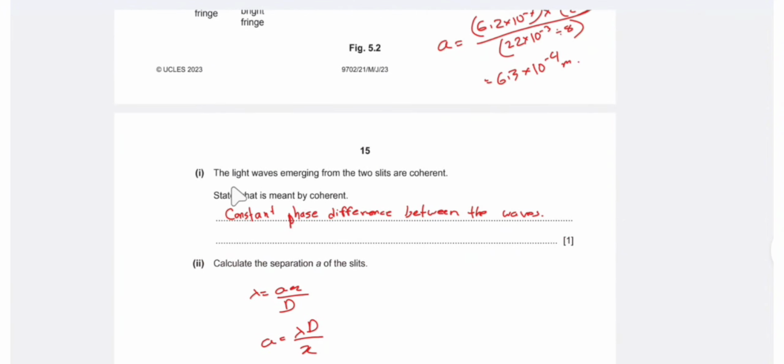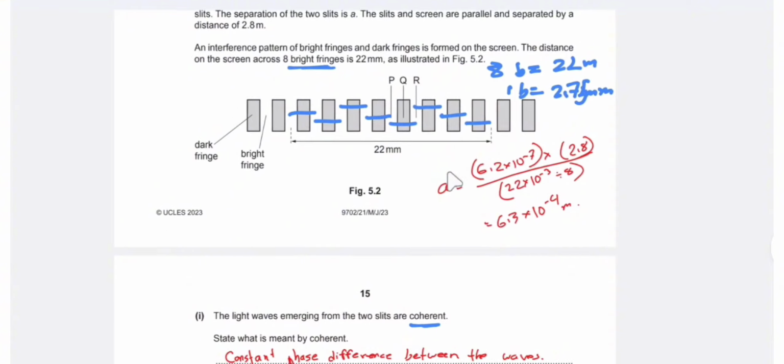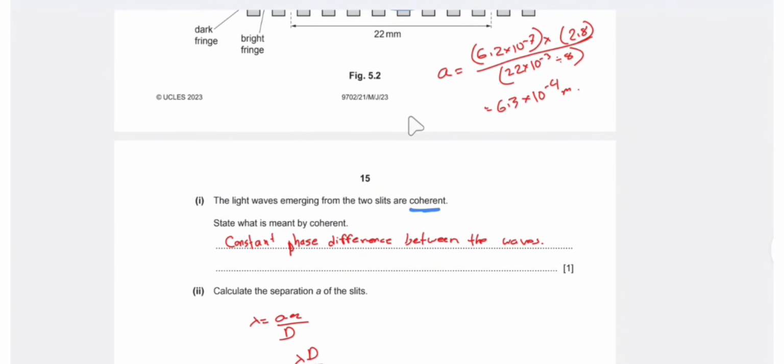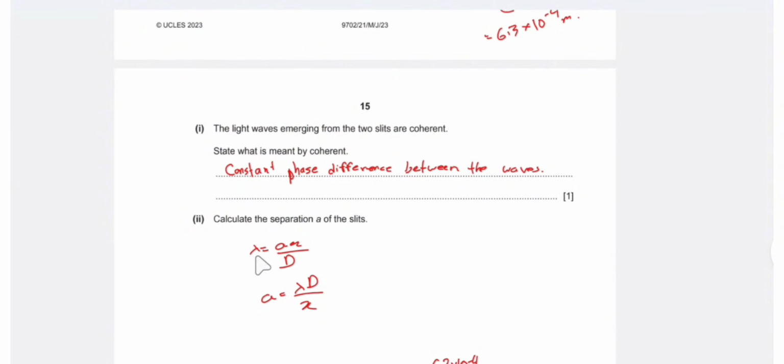Now, the light waves emerging from the two slits are coherent. That means they have a constant phase difference. So what is meant by coherent? Coherent means a constant phase difference between the waves.